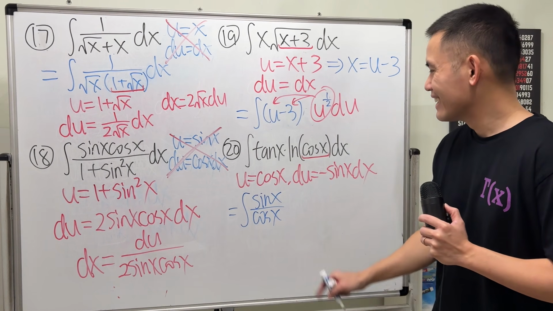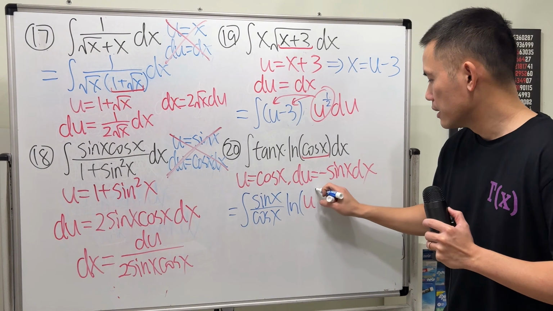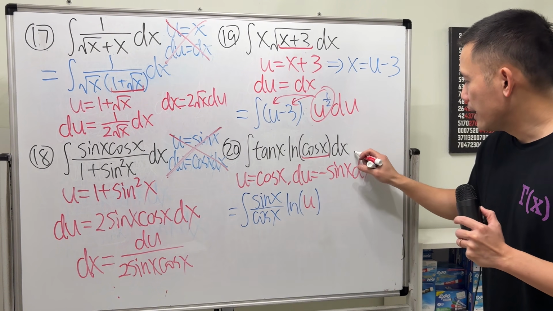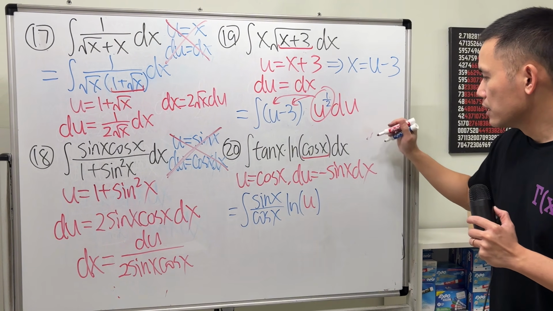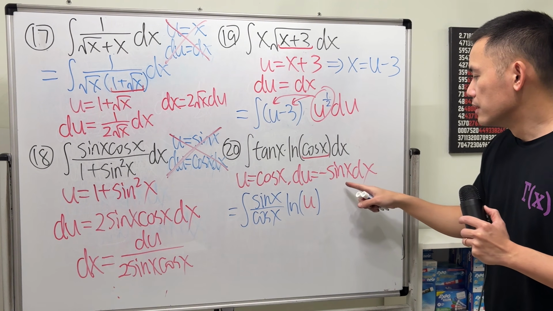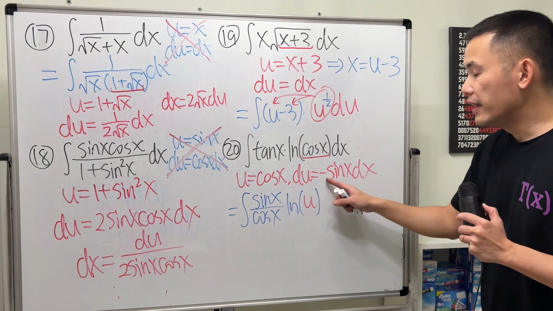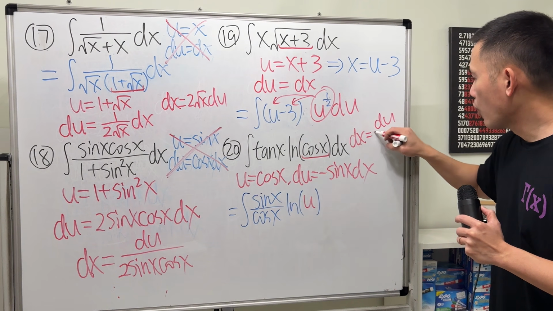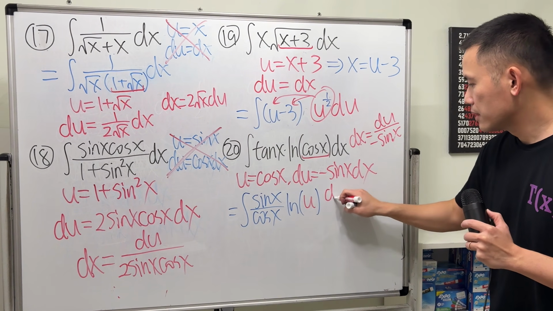Pretty nice, huh? And then we have ln cosine x, which is the u. And then dx, well, I'm actually going to isolate the dx from here. To do so, I will divide both sides of du equals negative sine x dx by negative sine x. So dx is the same as du over negative sine x. So I will replace this right here.